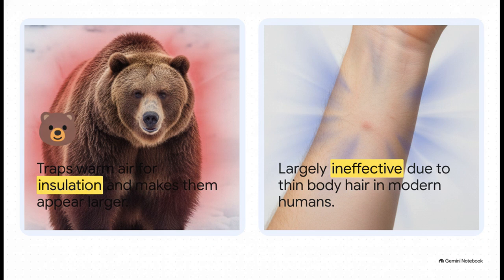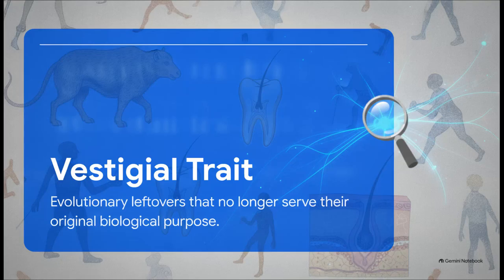Or, if the animal is threatened, think of a hissing cat or a puffing porcupine, the raised hair makes them appear physically larger and way more formidable to predators. But let's contrast that with us modern humans. Because we have relatively thin, sparse body hair, this ancient physical defense and heating mechanism is honestly largely ineffective for us today. And that brings us to the concept of vestigial traits. These are evolutionary leftovers that no longer really serve their original biological purpose.